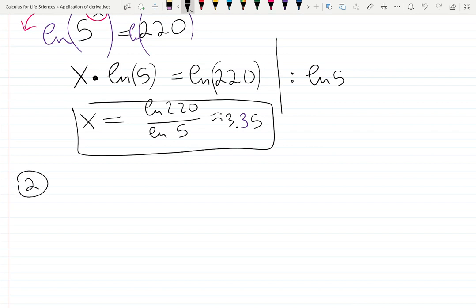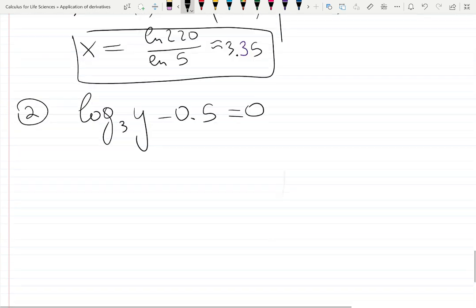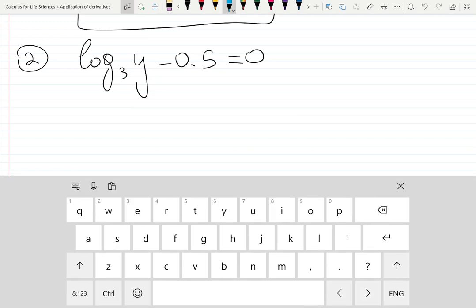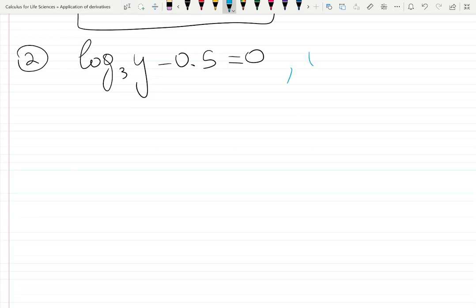Example 2. What if we're starting with a logarithm? So the logarithm function: 3y minus 0.5 equals 0. Use the same steps. Isolate the thing first, the thing that involves the variable you're looking for. So they ask us to find y.